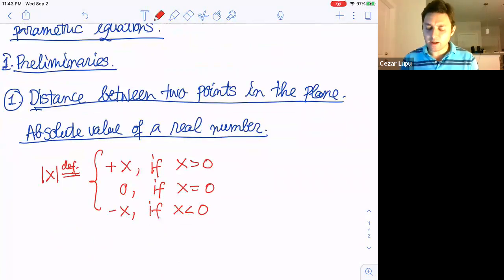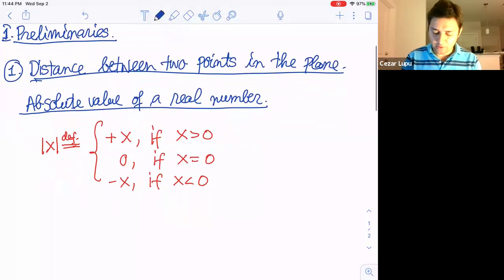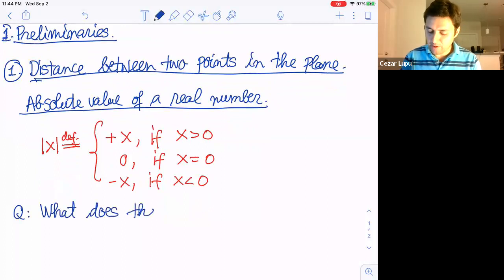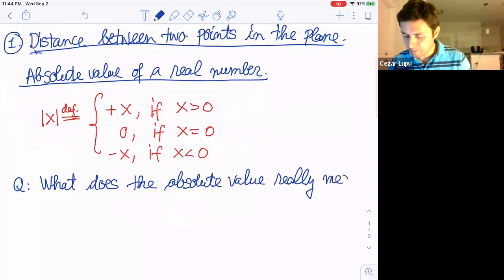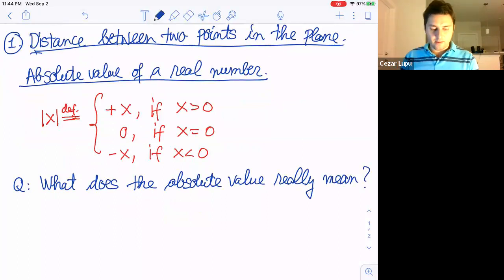But now, exactly what does this mean? So the first question we want to address, what does the absolute value really mean? That is the question we want to address, right? Guess what? It's nothing else than just the distance between two points on the real line. But I want to make myself very clear, because when I have the absolute value of x, it means that I measured the distance from a point x from the origin, right?